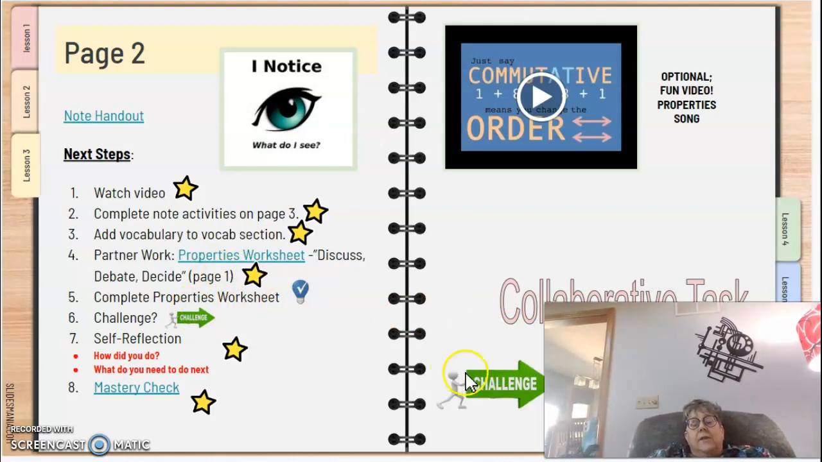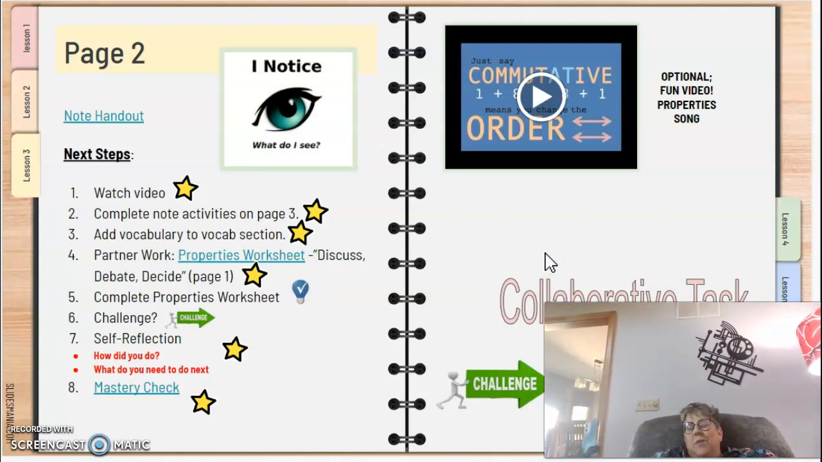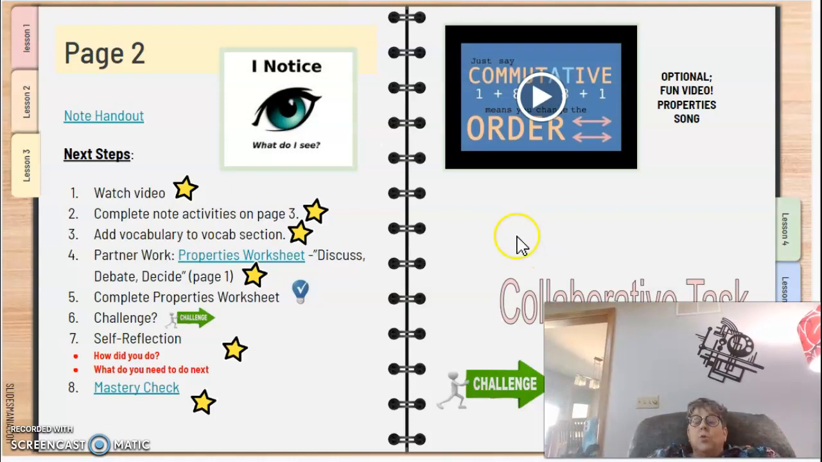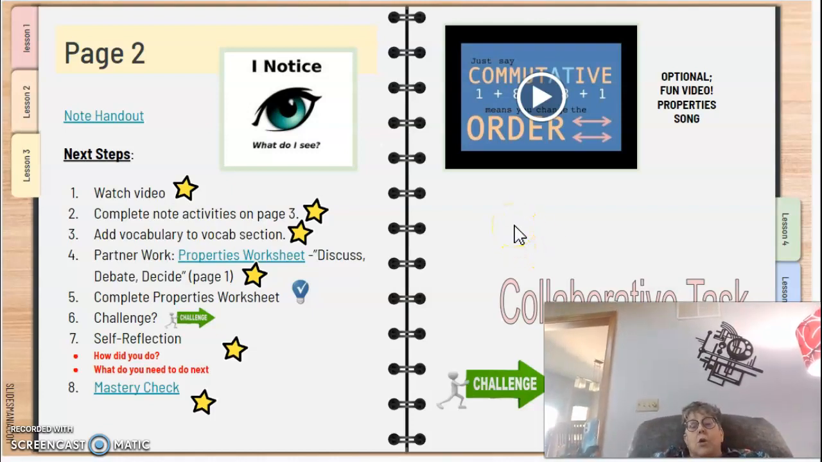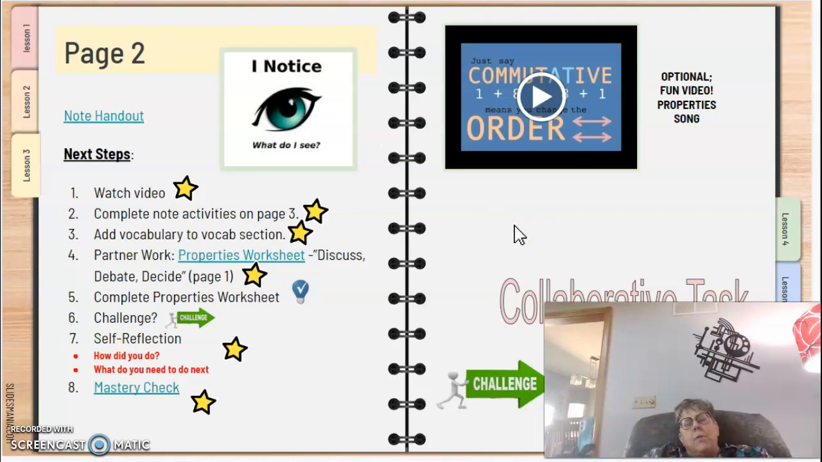The challenge basically is over here, and what you're going to do is create a song or a rap that explains 3 things you've learned in this lesson. So if you have time and you'd like to do something a little creative one day, you can work with a friend creating a song or a rap. It doesn't have to cover every part of invisible math or every one of the properties, but I would say 5 would be sufficient to really do a good job. You're going to self-reflect, and then you're going to see us for the mastery check.